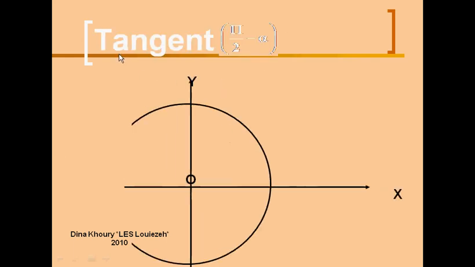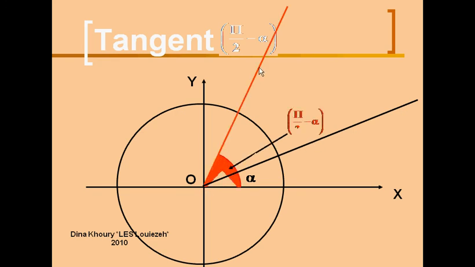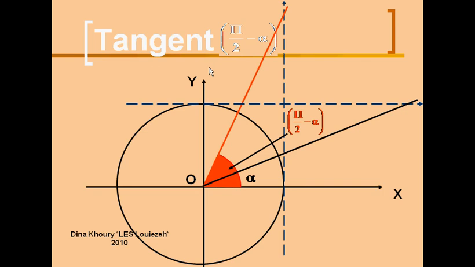We continue to the second slide, and we want to find the relationship between tangent pi over 2 minus alpha and tangent alpha. So we elongate the side of alpha, and we elongate the side of angle pi over 2 minus alpha. They both will intersect the tangent to the circle. And we draw also the cotangent axis, the line that represents the cotangent of the angles.